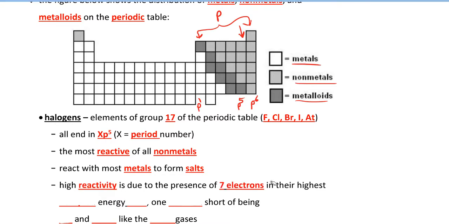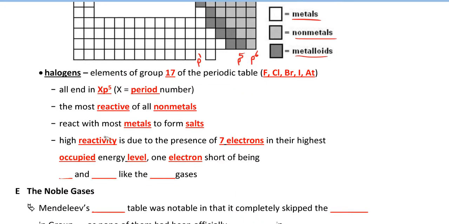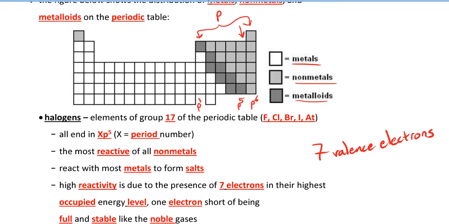The high reactivity is due to the presence of 7 electrons in their highest occupied energy level. This is 1 electron short of being full and stable like the noble gases. So the halogens all have 7 valence electrons. Those are electrons in the highest energy level. If we take a sample halogen like chlorine, its electron configuration is 1s2, 2s2, 2p5.